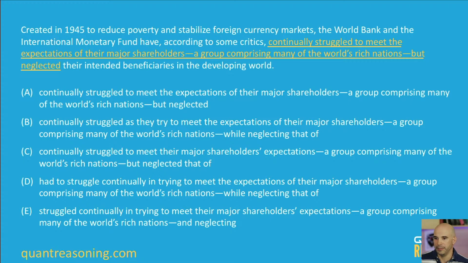Answer choice C has the same issue with the word that. Answer choice D had to struggle continually while neglecting that. So B, C, D all have the word that. Again, the word that just doesn't have anything to refer to, and that's why we can eliminate B, C, and D. And I guess some people would call that grammar, right? We have the word that and it's not referring to anything.